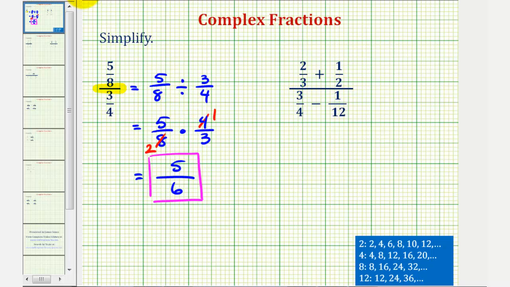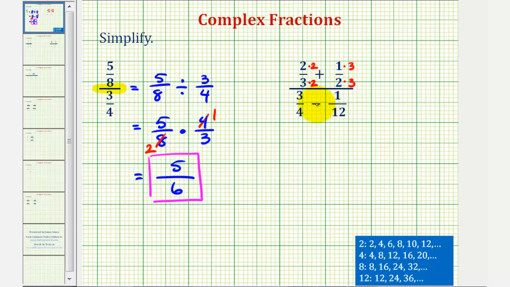But remember, to add fractions, we must have a common denominator. So for 2/3 plus 1/2, the least common denominator will be the least common multiple of 2 and 3, which would be 6. So if we want denominators of 6, we'll have to multiply 2/3 by 2 over 2, since 3 times 2 is 6. And for 1/2, we'll have to multiply by 3 over 3, since 2 times 3 is 6.